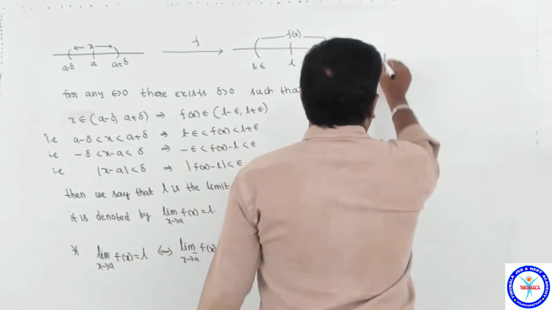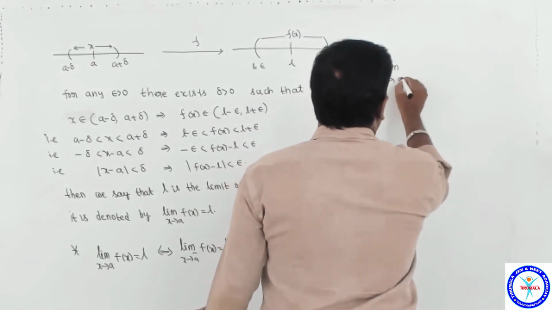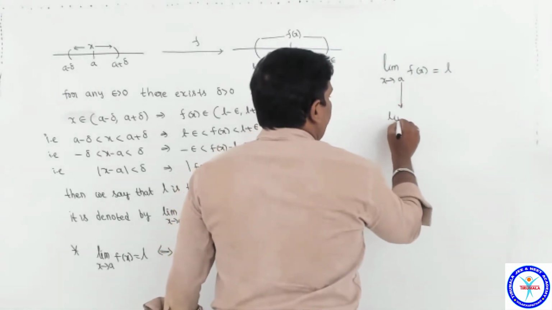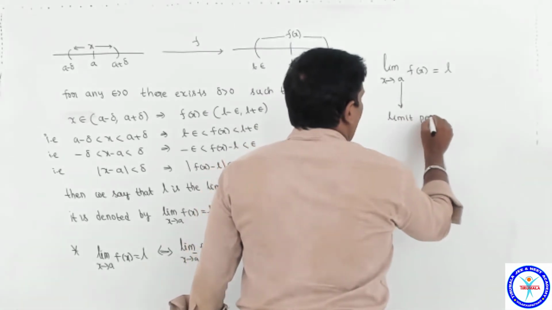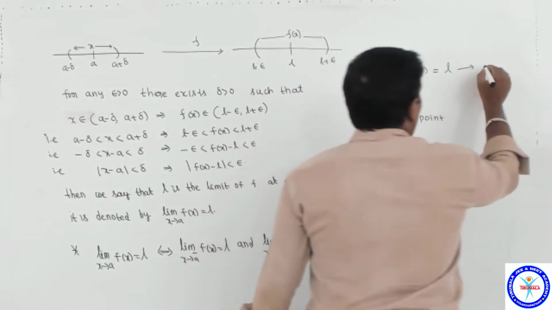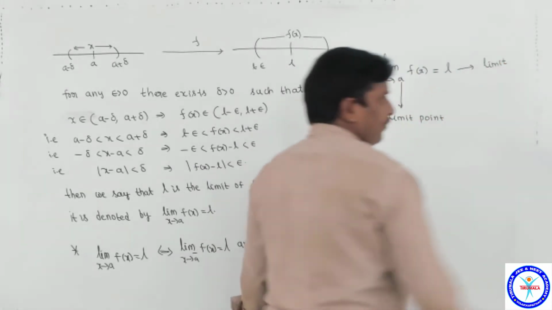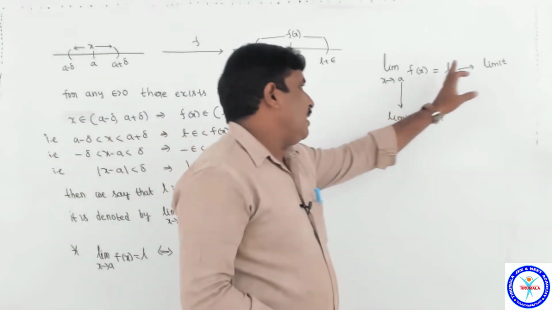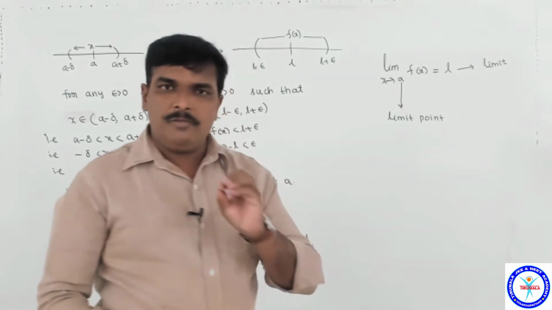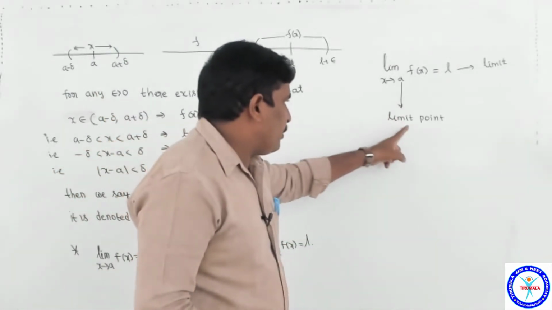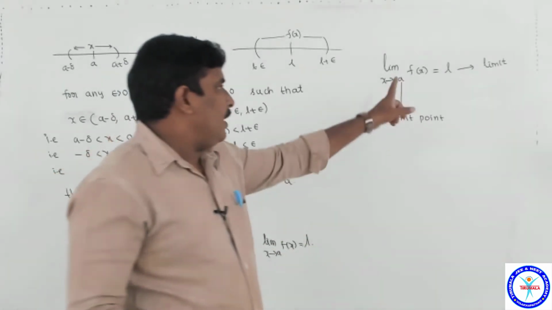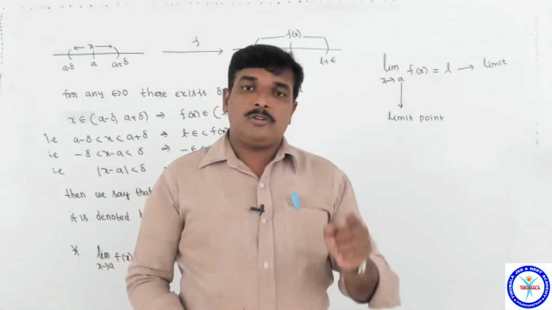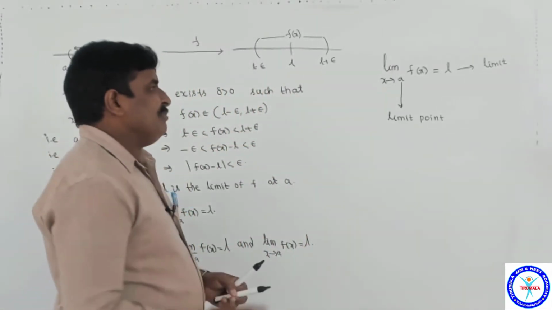So here, limit as x tends to a of f of x equal to L means a is the limit point and L is the limit. We always find the limit at the limit point, where a is a limit point of the domain of f.